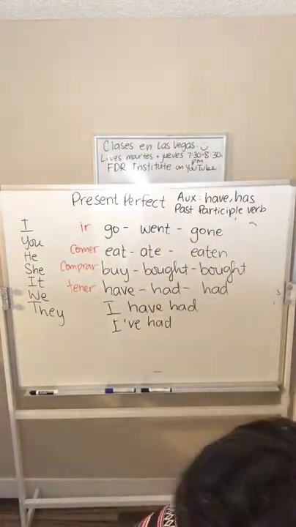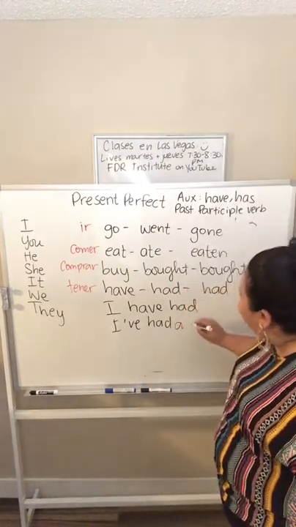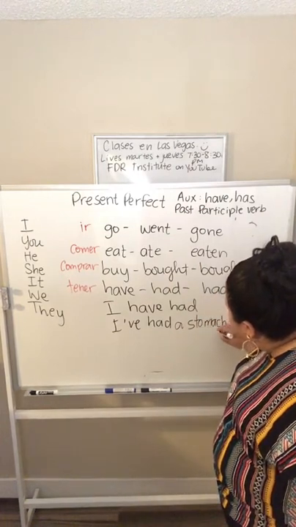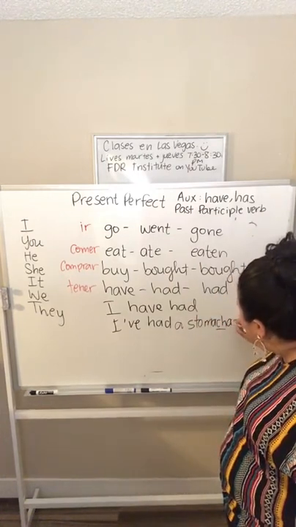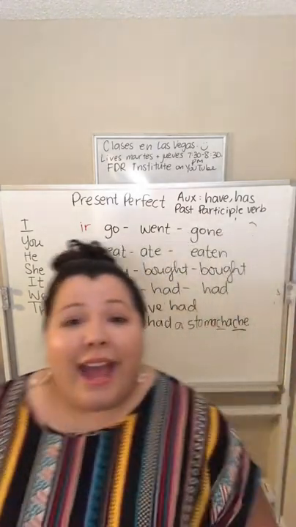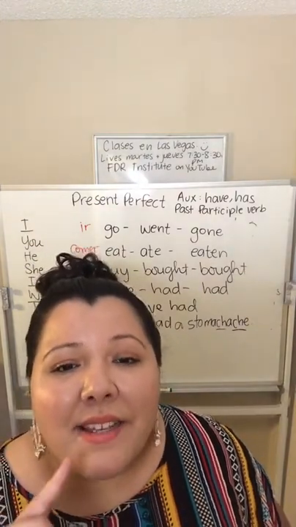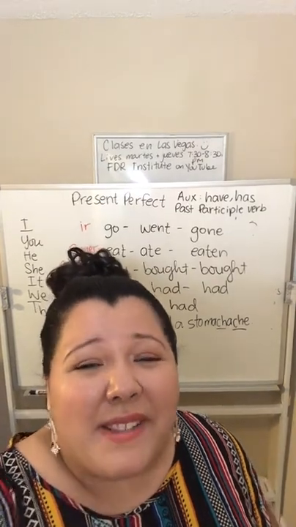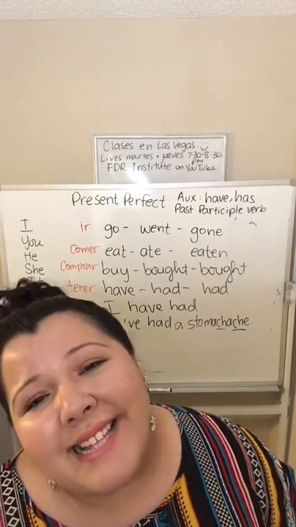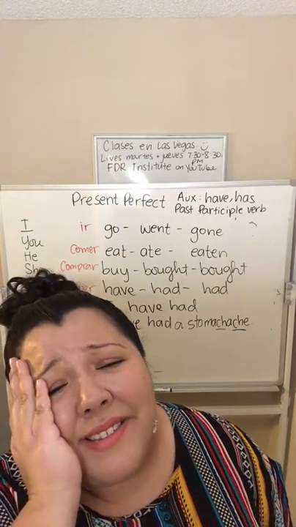A propósito, esta palabra, babies. Voy a poner dolor de estómago. Porque lleva 2 veces esta CH loca. Okay. I've had a stomach ache. Stomach ache. I've had a stomach ache all day. Todo el día he tenido dolor de estómago. He has had a stomach ache all day. We have had a headache all day.